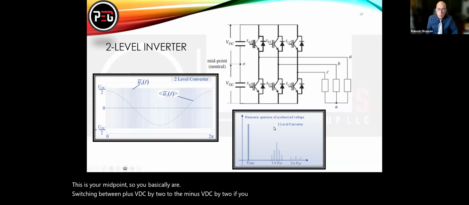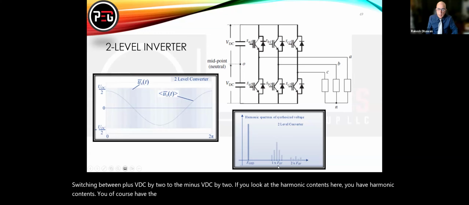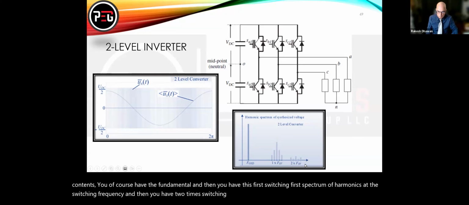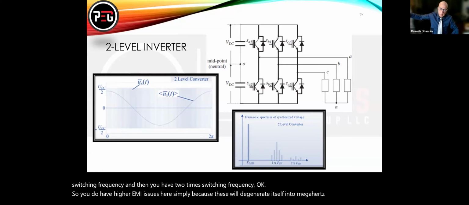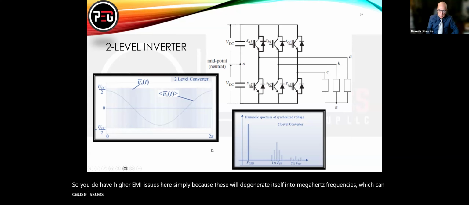If you look at the harmonic contents here, you of course have the fundamental, and then you have the first spectrum of harmonics at the switching frequency, and then at 2 times the switching frequency. So you do have higher EMI issues here, simply because these will degenerate into megahertz frequencies, which can cause issues with EMI, RFI, etc.